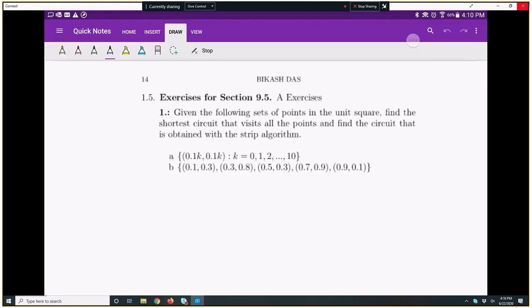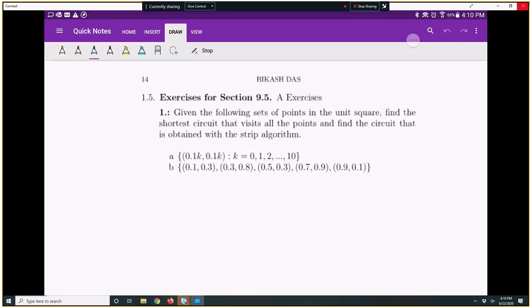So this video will be the second part of Module 6, Lesson 6 on graph optimization. And in this video, we'll be working through the exercises. On your screen, you'll see the first exercise, which says, given the following sets of points in the unit square, find the shortest circuit that visits all the points, and find the circuit that is obtained with the strip algorithm. So remember that the strip algorithm is used to solve the traveling salesman problem.